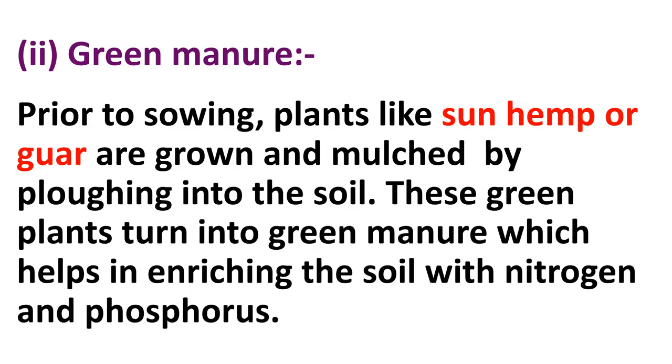Whenever plants like sunhemp or guar are grown and mulched by the plowing method, they develop into green plants, and these green plants turn into green manure. This green manure helps in enriching the soil with nitrogen and phosphorus elements. So this is green manure, the second type of manure.